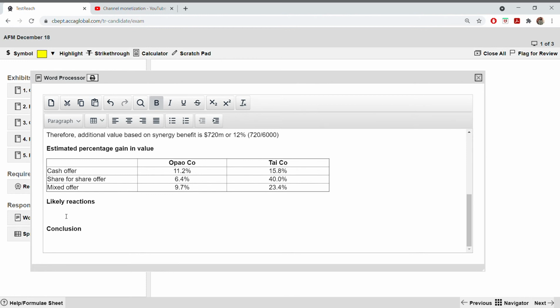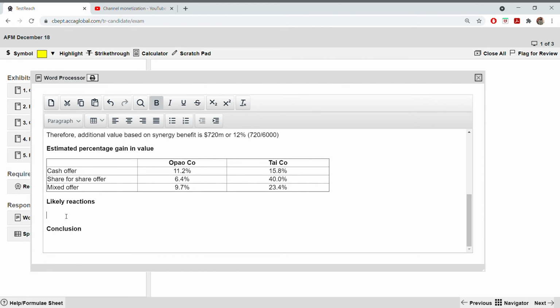Next, we are going to the Oppo company shareholder, and with that we are going to the conclusion and end this. Oppo company shareholder, if you see, just see the number, may benefit less from the acquisition compared to Thai company. Just see, in all the three scenarios, Oppo is in the worst position compared to Thai: 11.2 compared to 15.8, 6.4 compared to 40%, 9.7 compared to 23.4%. So in all the three conditions, they are not benefiting as much as Thai company. That could be the first line.